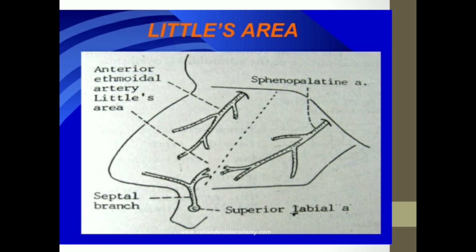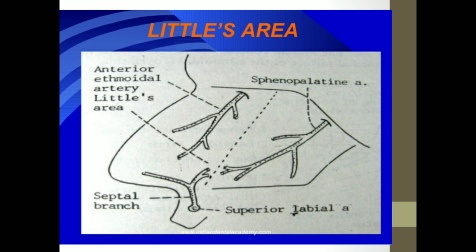So you can see it is divided. In the anterior inferior part of the nasal septum, you see there are anastomoses of all these vessels. They are the anterior ethmoidal artery, the sphenopalatine artery, and the septal branch of the superior labial artery. So you see the anastomosis of all these vessels.